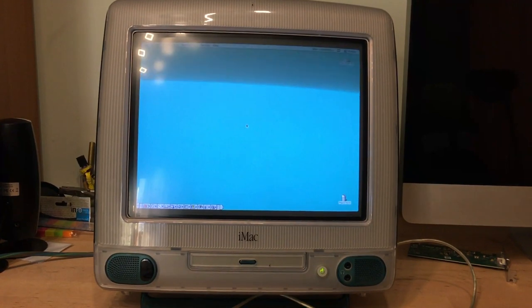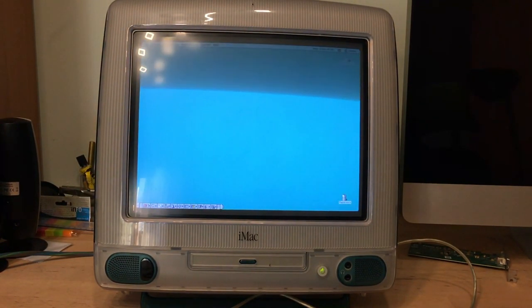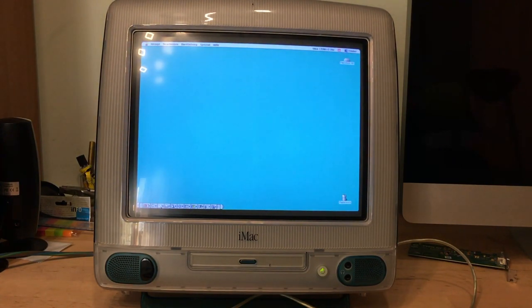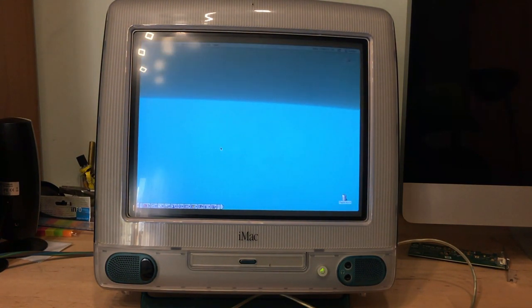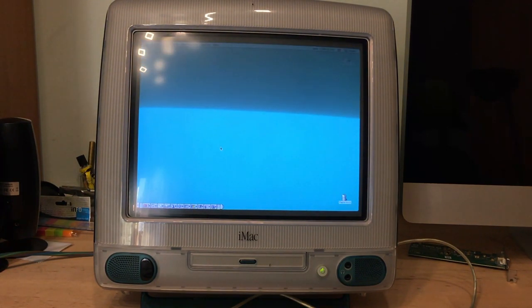What? It quacks. What was that? There's a duck inside the iMac.